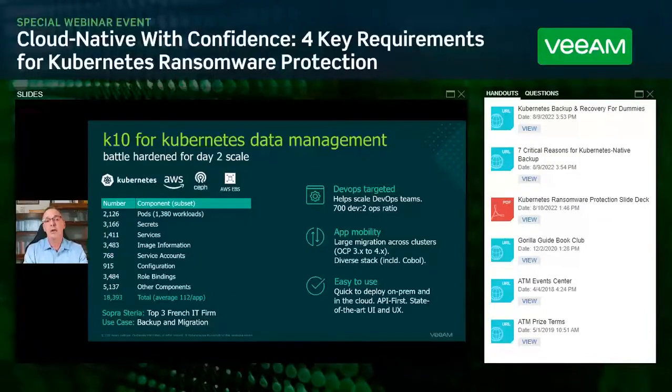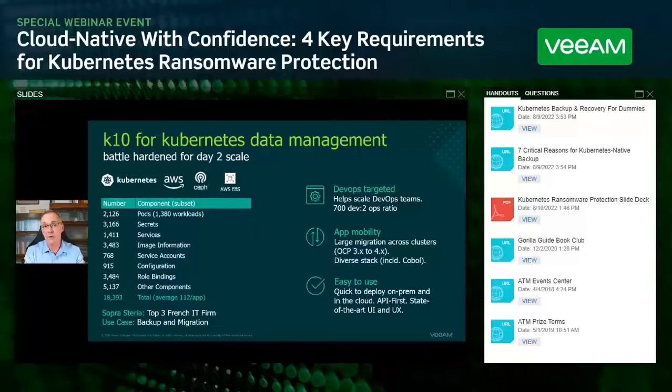Even better, they were not just able to use Kasten K10 for backups in this environment, but they also used it for a large OCP, a large OpenShift compute platform migration from OCP 3.x to OCP 4.x.